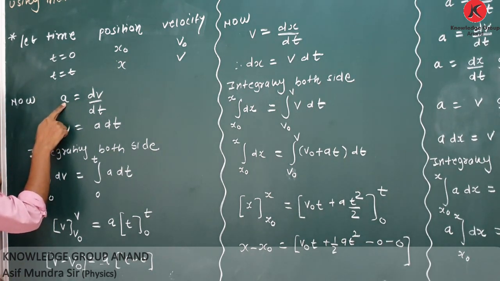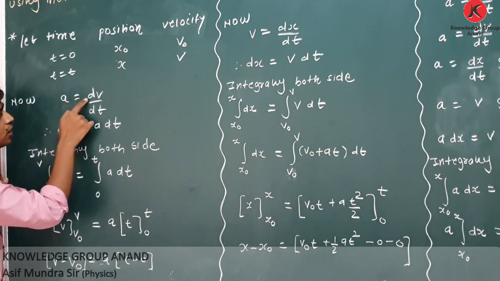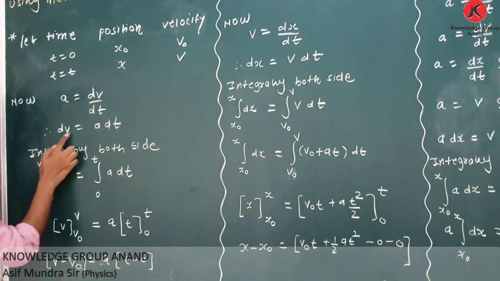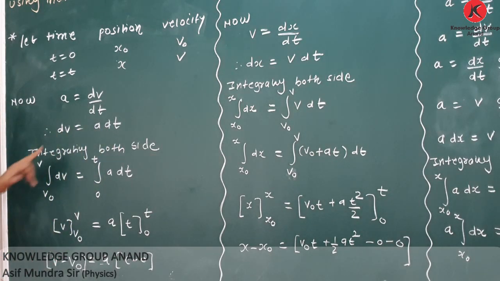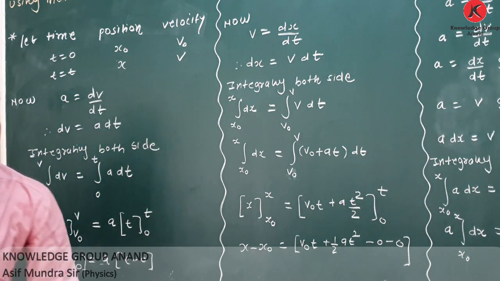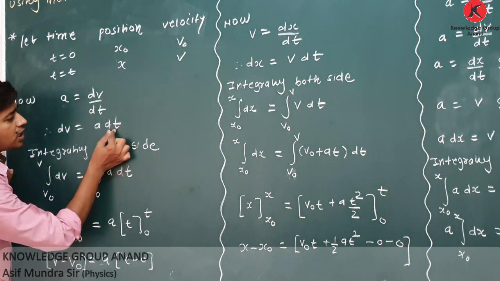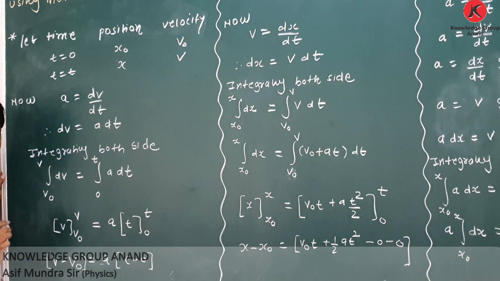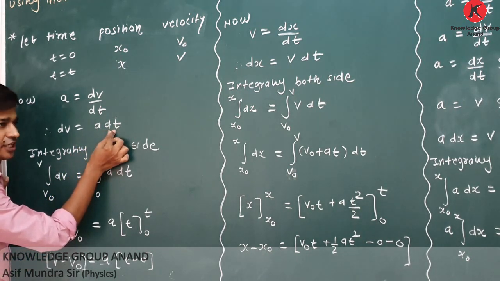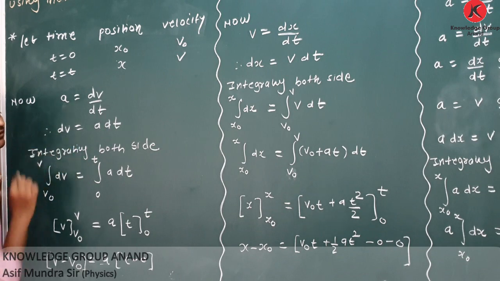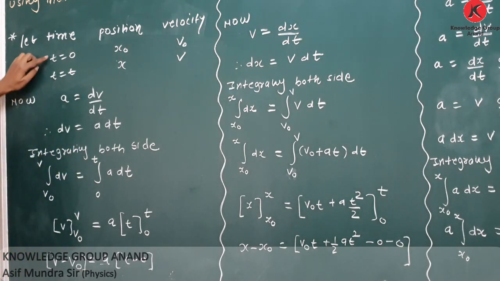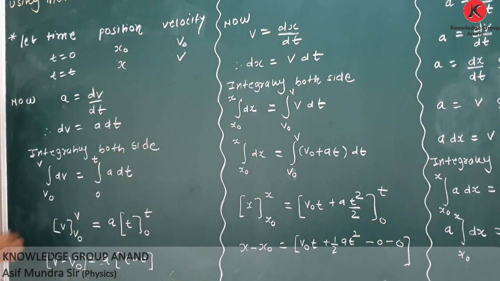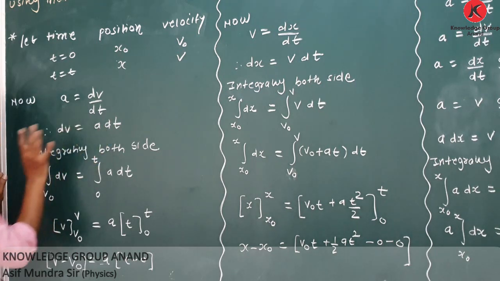Now we know the equation of acceleration. a is equal to dv upon dt. Clear? Now make this dv the subject. So dv is equal to a dt. Now what is the meaning of this equation? Understand. For a very small time interval dt, the change in velocity is dv. We have to consider time 0 to t and velocity v0 to v. So now we have to integrate this term.